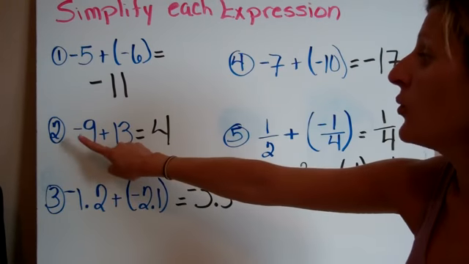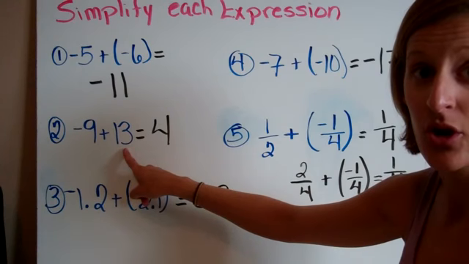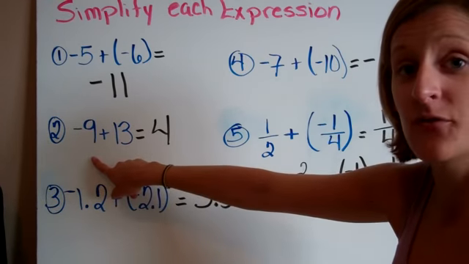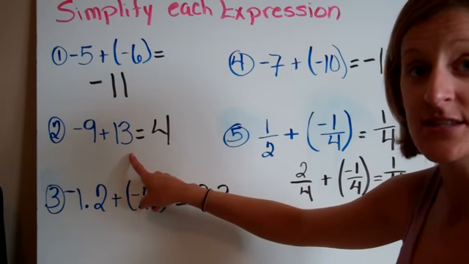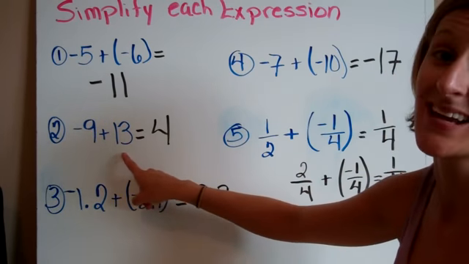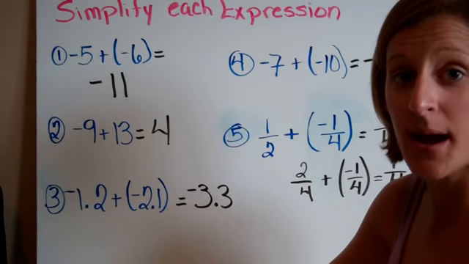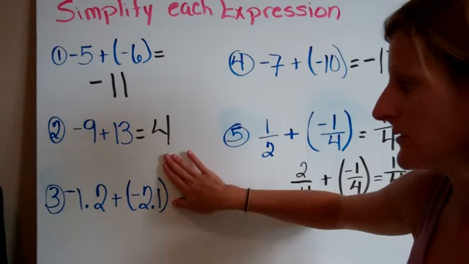This second one, we've got 2 different signs. So remember, take the absolute value of them. We have negative 9, absolute value of that is 9. 13, absolute value of that is 13. So the difference between 9 and 13 is going to be 4. And the greater absolute value is this 13, so my 4 is going to be positive.